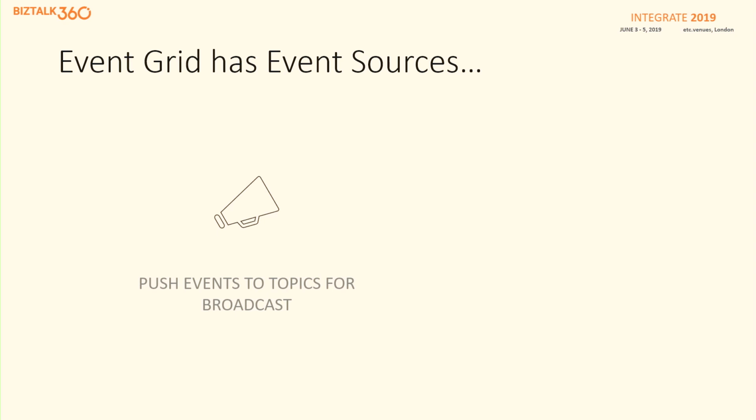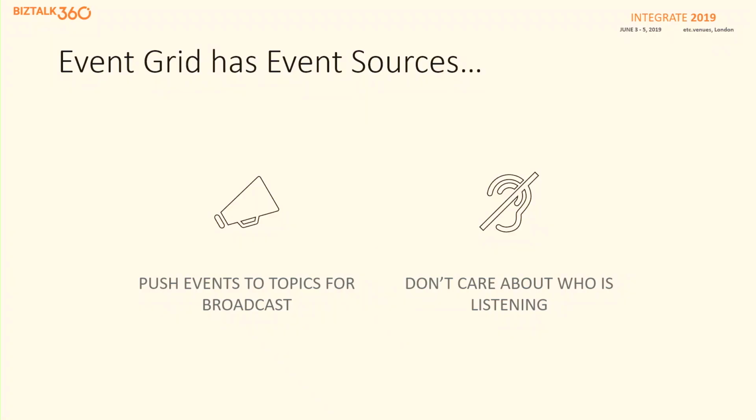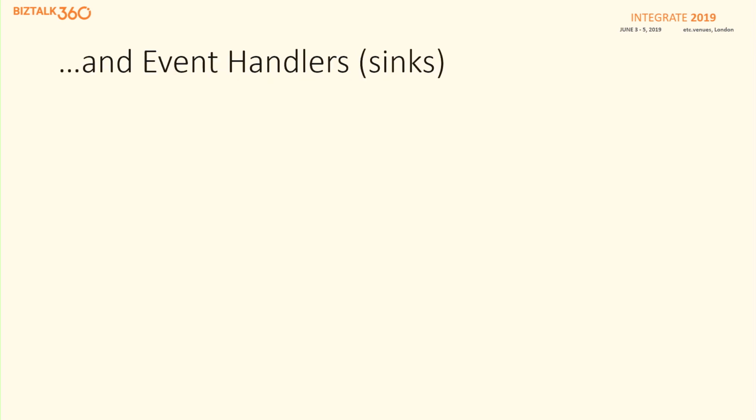Event Grid has event sources, and these sources create events. They put events on topics within Event Grid for the purpose of broadcasting. Event sources generally don't care about who's listening, so they are loosely coupled in that way. They're just saying, "Hey, I'm an actor in the system and this has occurred, and anyone who's interested, or anyone who's authorized to listen, come subscribe."